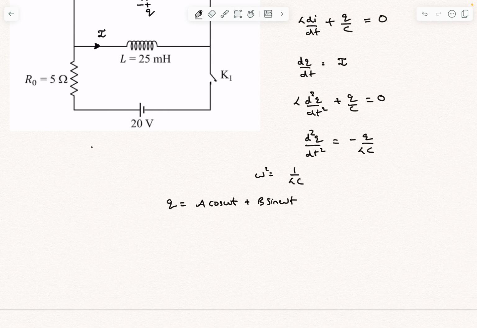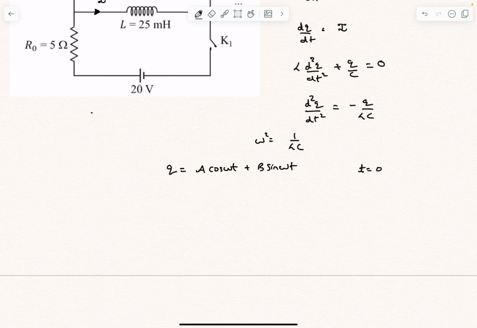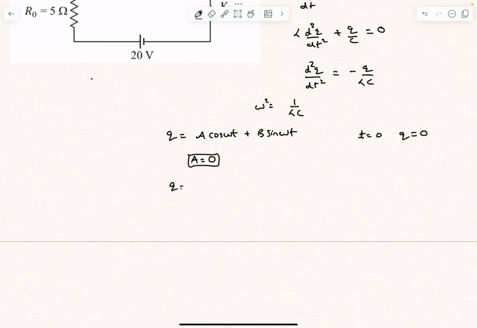Okay, so now you may say, why didn't I write a sin omega t plus phi? First of all, it's the same, because even here there are two unknowns, and in a sin omega t plus phi also there are two unknowns. But there is one advantage of writing it this way, and that will be clear in a bit. So the first condition is that at time t equal to 0, the charge is 0. Right, so if you put t equal to 0 here, you can see that the sine term just dies off, and what we are left with is a. So we can directly say that a equals 0. Okay, so now the charge q is b sin omega t.